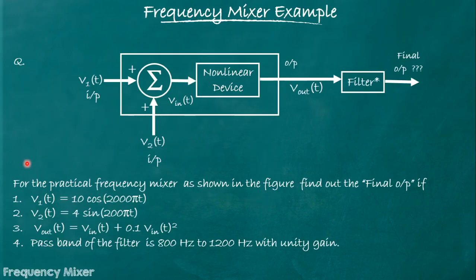This example says, for the practical frequency mixer as shown in the figure, find out the final output if V1(t) is equal to 10 cos 2000 pi t, V2(t) is equal to 4 sin 200 pi t, Vout is Vin plus 0.1 Vin square, and the passband of the filter is 800 hertz to 1200 hertz with unity gain. So V1(t) is given, V2(t) is also given, the relation between Vin and Vout is also given, the passband of this filter is also given, and finally we have to find out the final output.